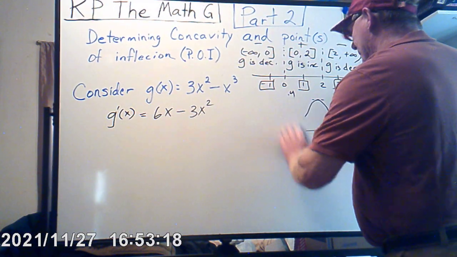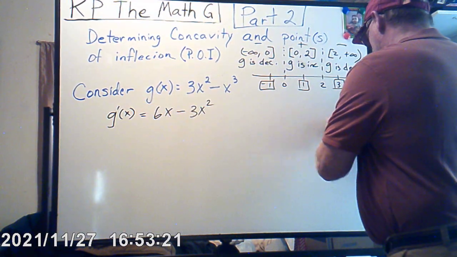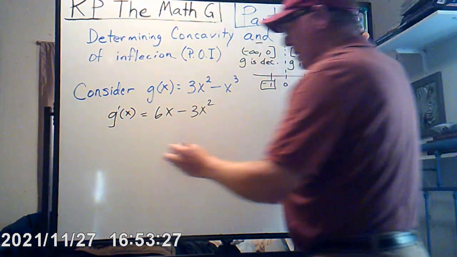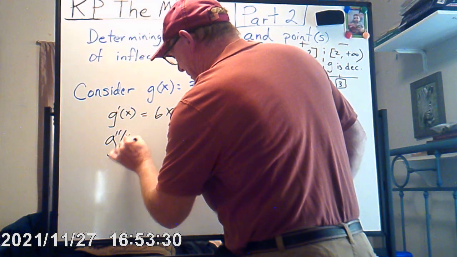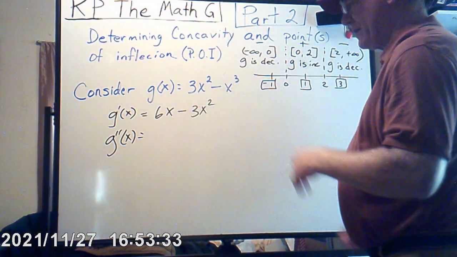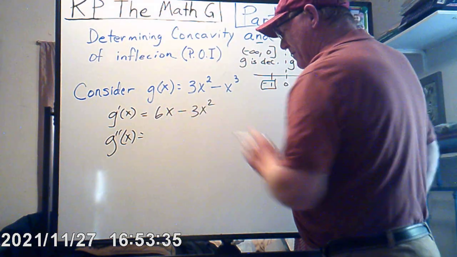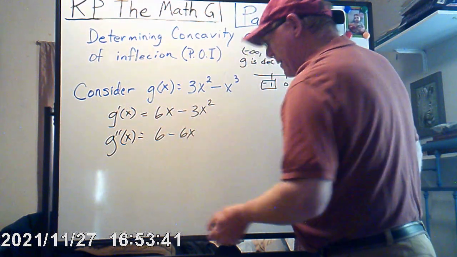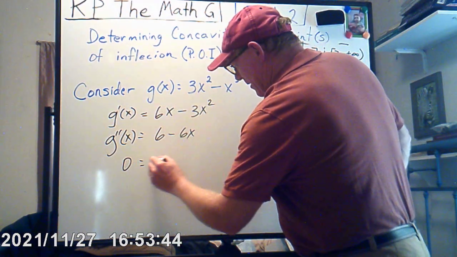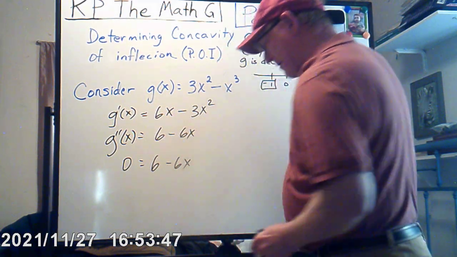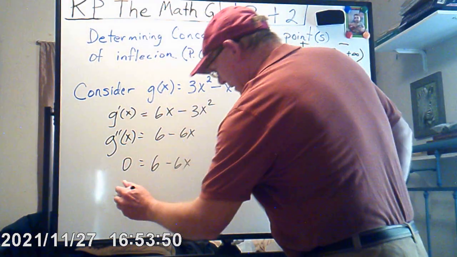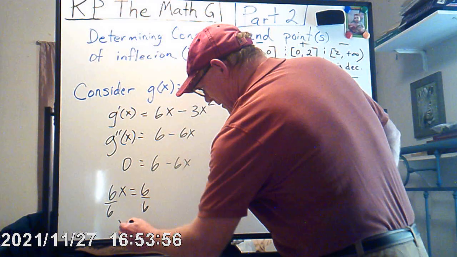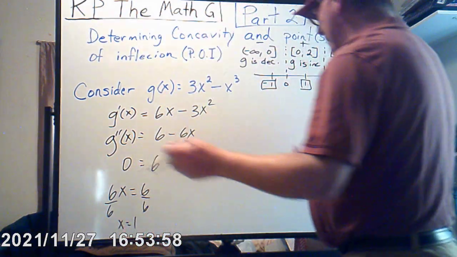I guess I should have left this up because I do want to talk about that point of inflection again, but that's okay. Here we go, G double prime. This is what we've been wanting to get to for a while now. We have to take the derivative of G prime, so that's going to be 6 minus 6x. If we set this equal to 0, we have 6 minus 6x equal to 0. We can move this over here: 6x is equal to 6, so x is 1.